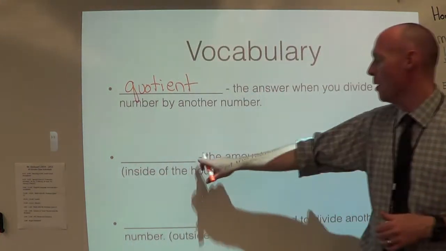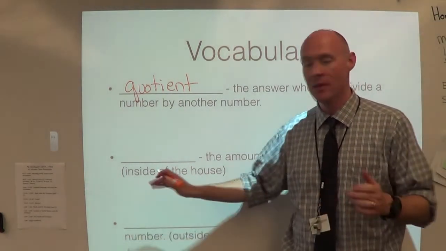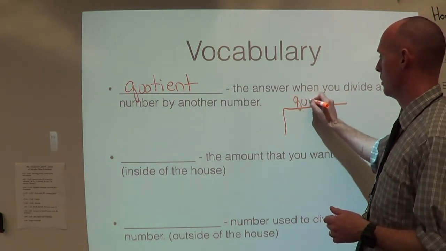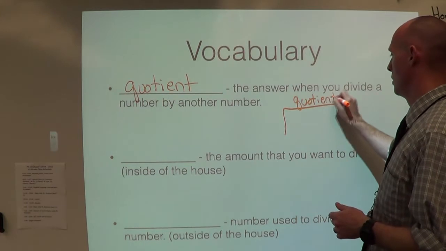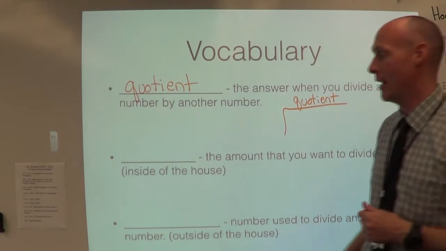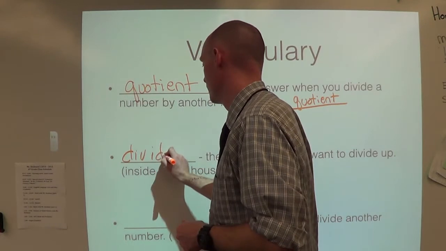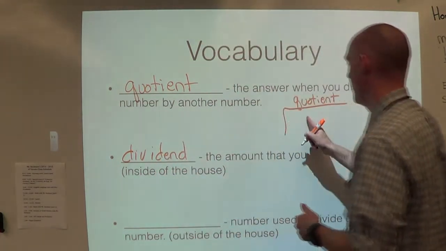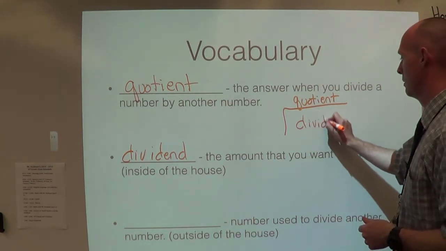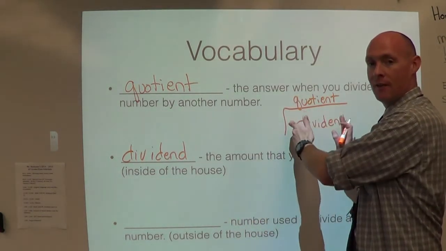Perfect. Blank is the amount that you want to divide up inside the house. So, if we're setting up our division problem, our quotient goes here. I wonder what is that called that's inside the house? It's the dividend. And go ahead and label your dividend here. Perfect. Okay, so we have a quotient, dividend inside the house.